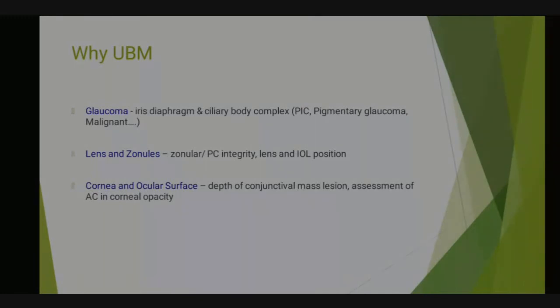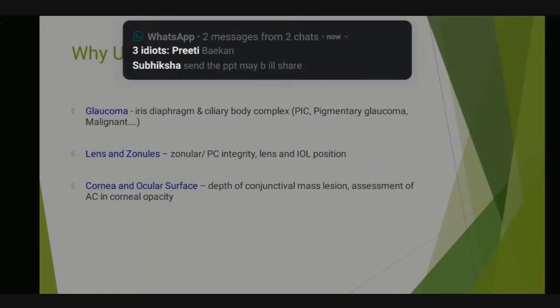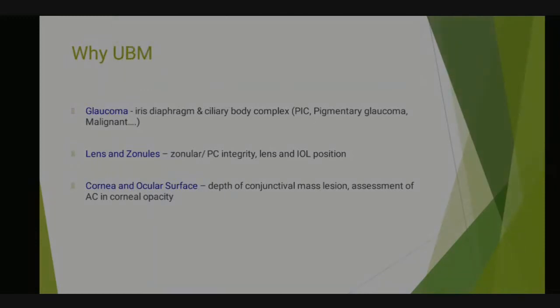Zonular and PC integrity is asked in cases of trauma or in cases of iris coloboma, where they want to see whether the zonules are intact or not. How are the zonular structures? Then in cases of phacodonesis of unknown cause, they will also ask to check for the zonular integrity. If they're going to perform any cataract surgeries or any surgeries, they will check the integrity.